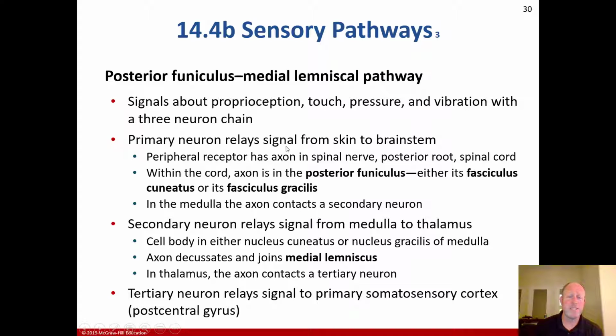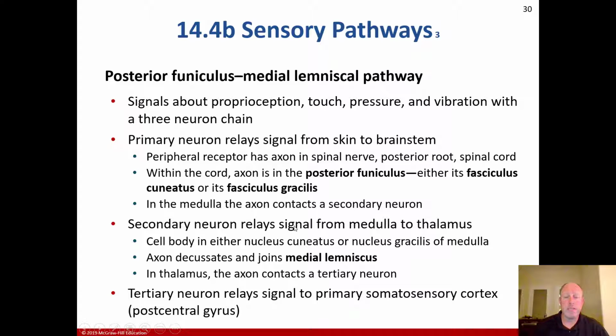The primary neuron relays signal from the skin to the brainstem. The peripheral receptor has the axon of the spinal nerve and the posterior root and the spinal cord. Within that cord, the axon is in the posterior funiculus, either fasciculus cuneatus or fasciculus gracilis. In the medulla, the axon contacts a secondary neuron.